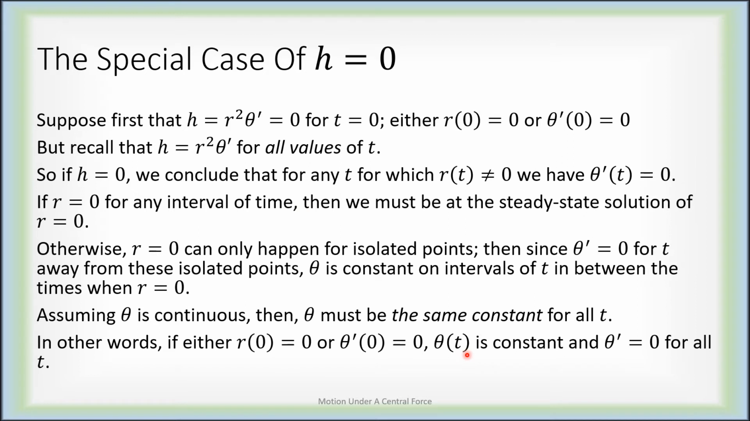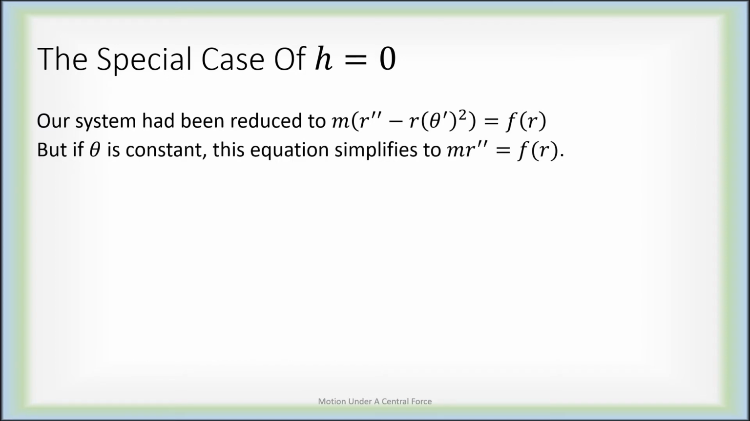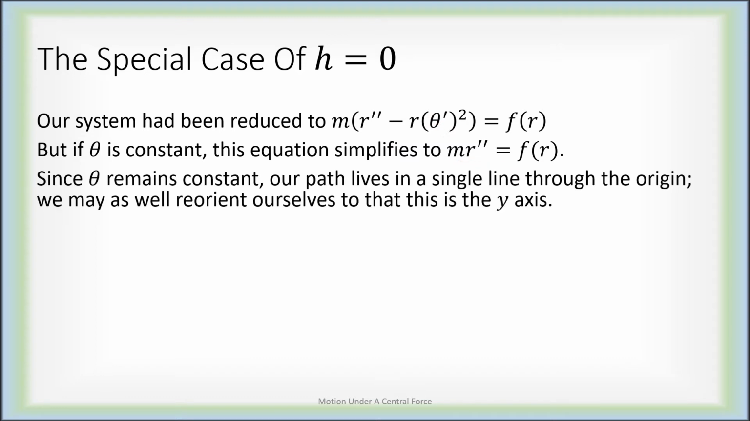But if theta is a constant, then theta prime is always 0. So in the special scenario where h happens to be 0, the system reduces down to just be f of r, because theta prime is 0, theta is constant. So if theta is constant, theta prime is just 0, and we just get m r double prime equals f of r. But since theta is constant, the angle to the origin is never changing. So the object just stays on a fixed line through the origin at a fixed angle.